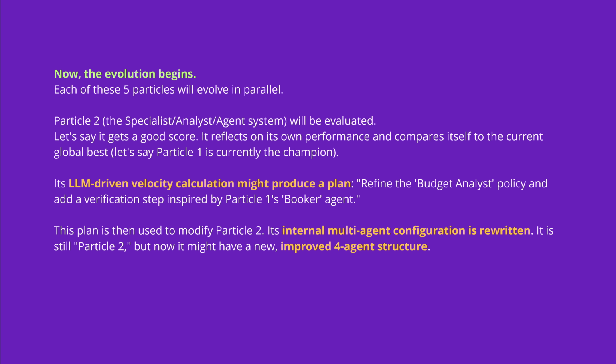And we see, well, particle 2 sees that the performance of particle 1 is much better. It analyzes why. It detects in the topology of the multi-agent configuration there's a particular agent called booker. It analyzes the performance within the multi-agent system, and the LLM, being a super intelligent being, comes back and says, I want to integrate this in my configuration, but my configuration is completely different. So the plan is then to modify particle 2, so its internal multi-agent configuration is now rewritten by its own LLM.